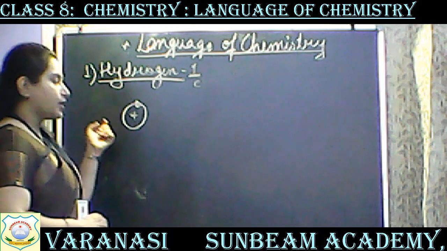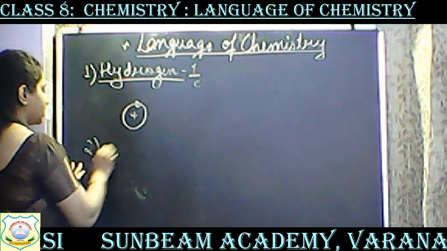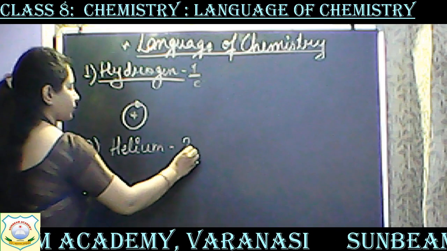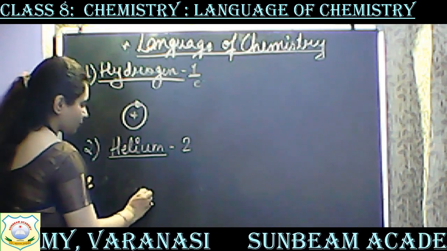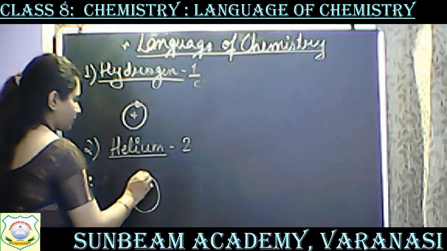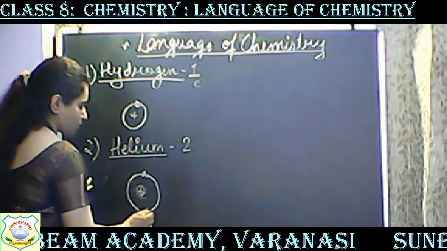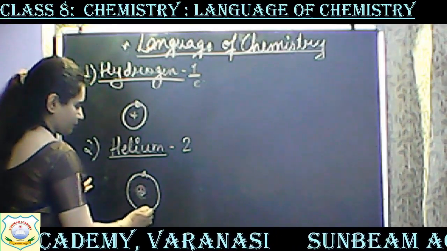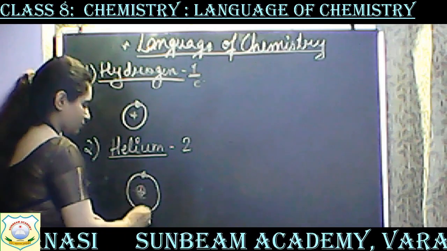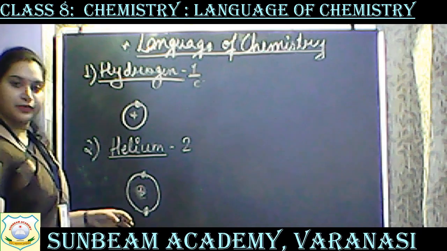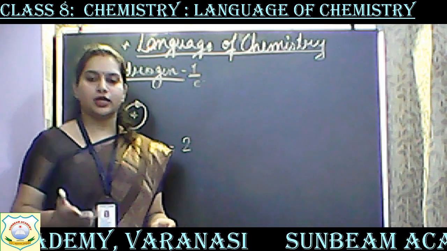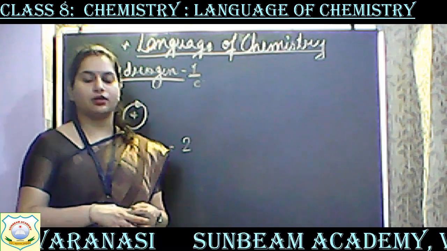ओके, नाउ कमिंग ऑन टू नेक्स्ट वी हैव हीलियम. तो हीलियम के पास कितने हैं? 2. यस. So now again what we are going to do is we'll take 1 orbit and we'll mark 1 and 2. Isn't it? So this is having 2 electrons. Clear with this?